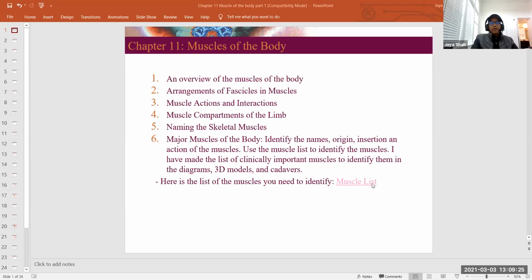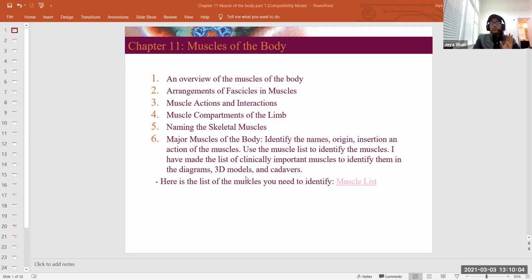Okay. And then I have posted the major muscles of the body list. So identify the names, origin, insertion, and action of the muscles. Use the muscle list to identify the muscles. I have made the list of clinically important muscles to identify them in the diagrams, 3D models, and cadaver models. Now there is no real cadaver, they are all electronic, so you can use the cadaver models and identify them.